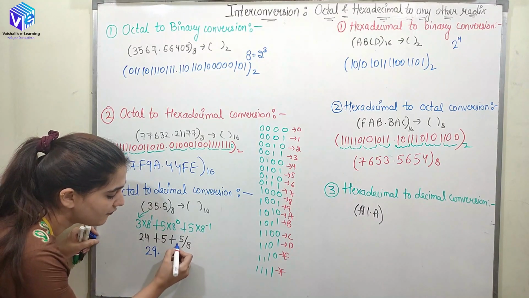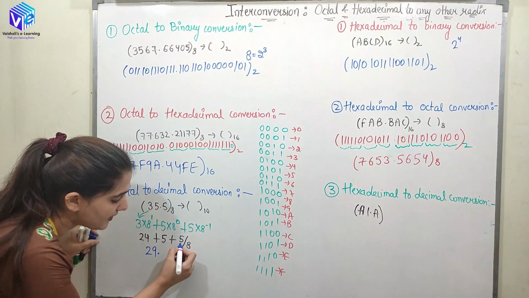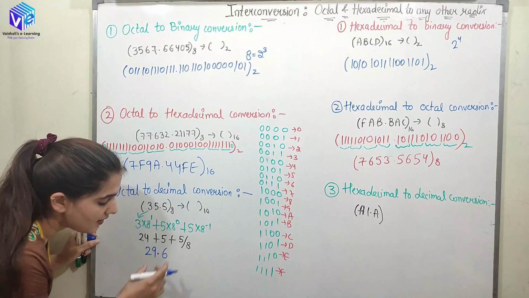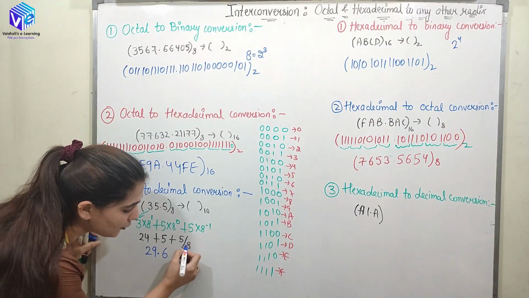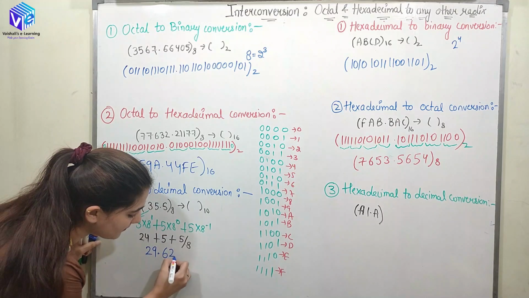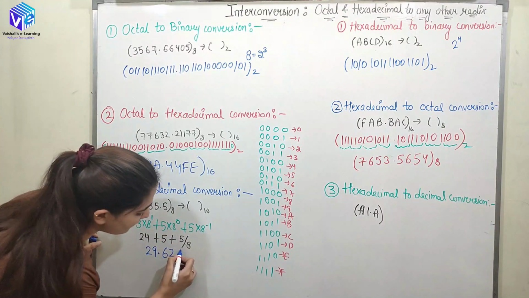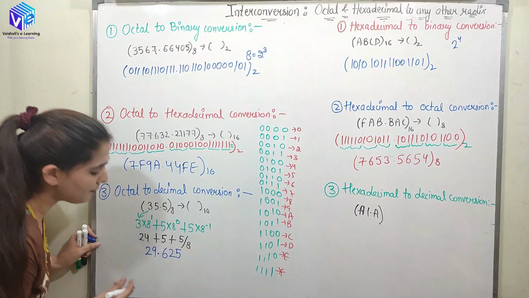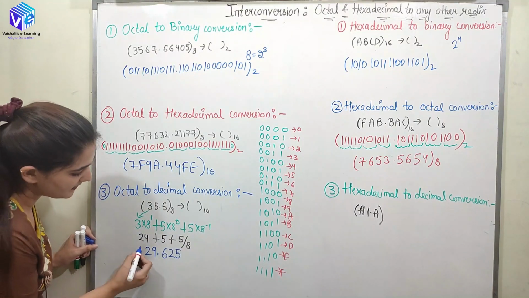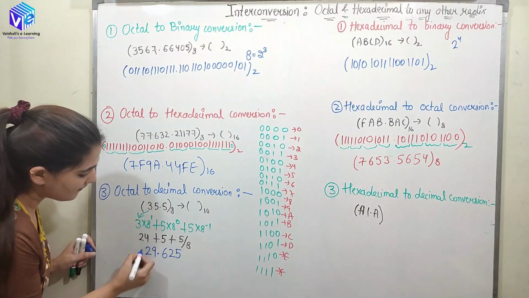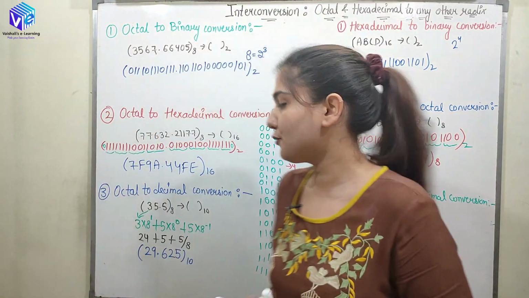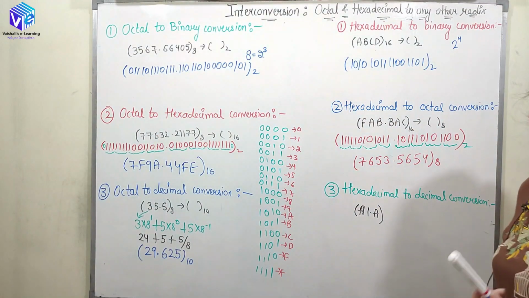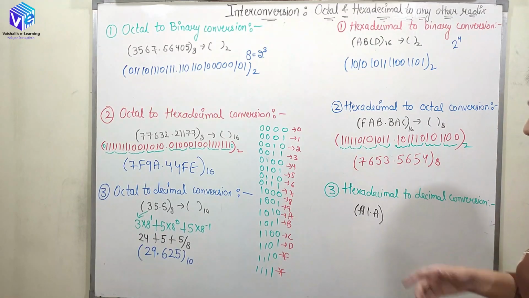So if you divide 5 by 8, you will be getting 0.6. Now after 0.6 you will be having 20 divided by 8. 20 divided by 8 will be representing 2. Then we have 40 divided by 8. So 29.625 is representing my octal number in the base 10. So this is how you can represent the given octal number into the decimal number system.